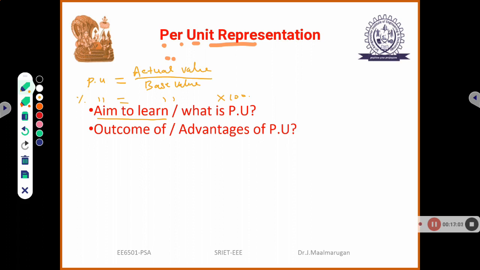And one more advantage: the per unit value is always unity or less. The per unit value, that is very very important, is always unity. Unity is nothing but 1.